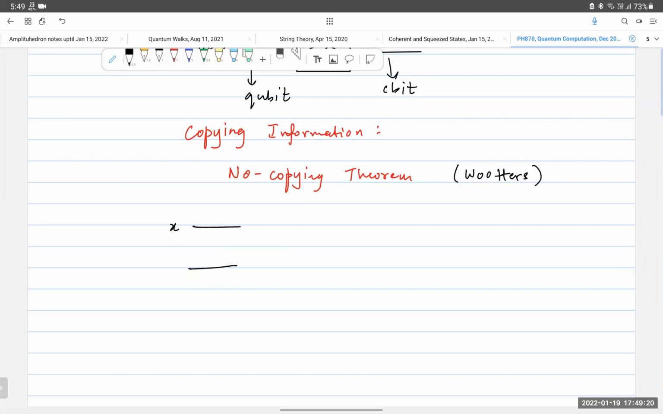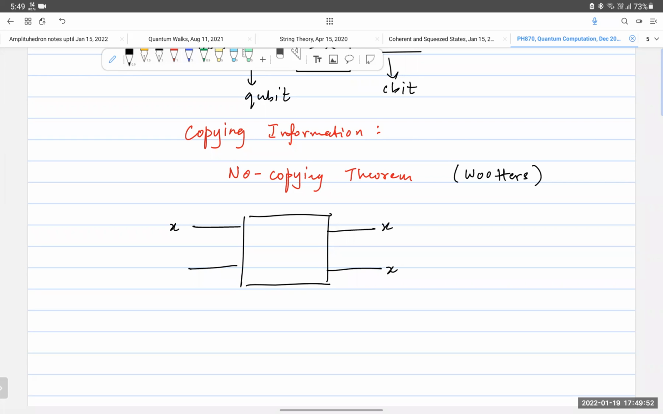okay, and then I have some target qubit, and I want to copy the state of this first input qubit onto the state of the second qubit. Okay, so what I want is that I should have my original copy, which comes out in the first qubit, and then the second qubit, I should get the same state.